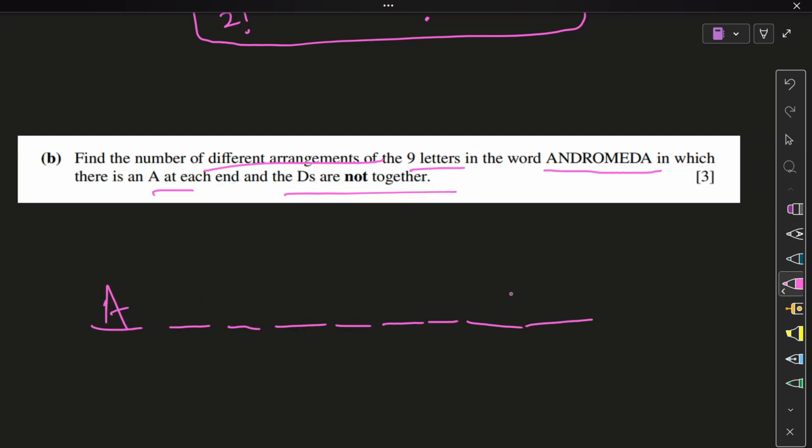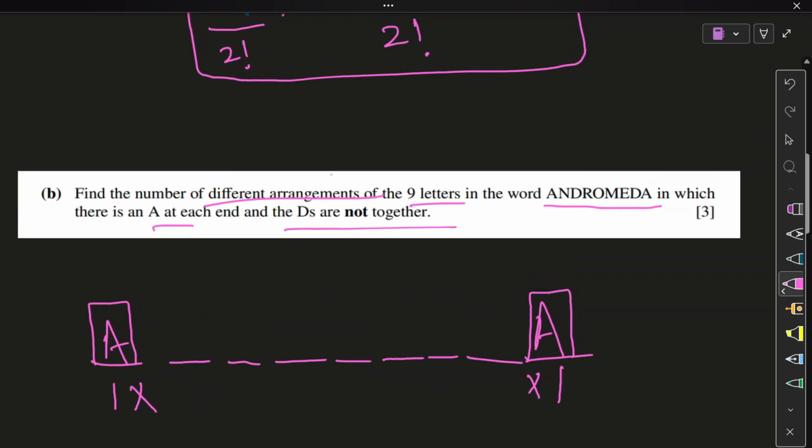A is at each end. They cannot move, right? They have to be at both ends. So just put them up, fix them, right? There we go. And the D's are not together. Okay, so in these positions that I have left, the D's cannot be together.